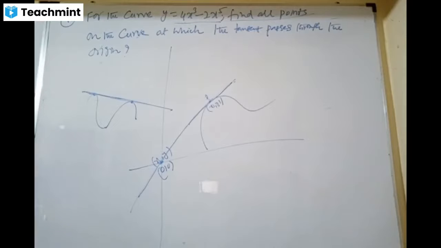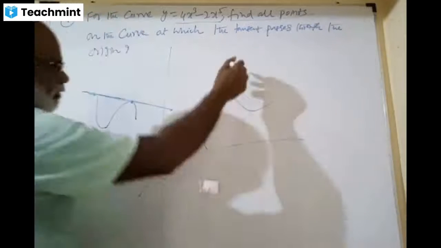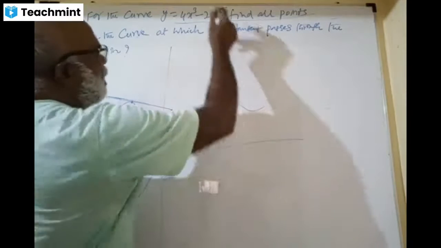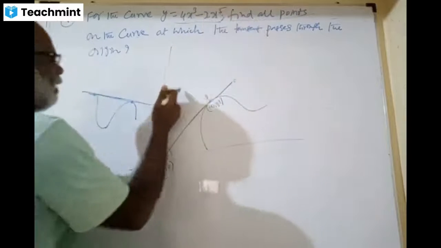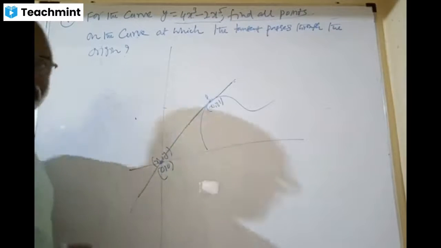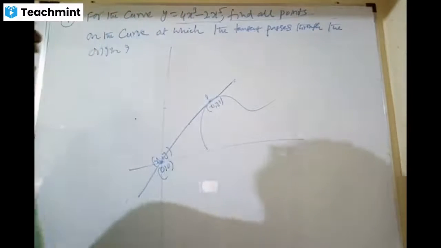Friends, for the curve y equals 4x cube minus 2x power 5, find all the points on the curve at which the tangent passes through the origin. The figure itself is very clear. I cannot draw the graph for x power 5 and x cube, but don't worry, that is beyond our scope.